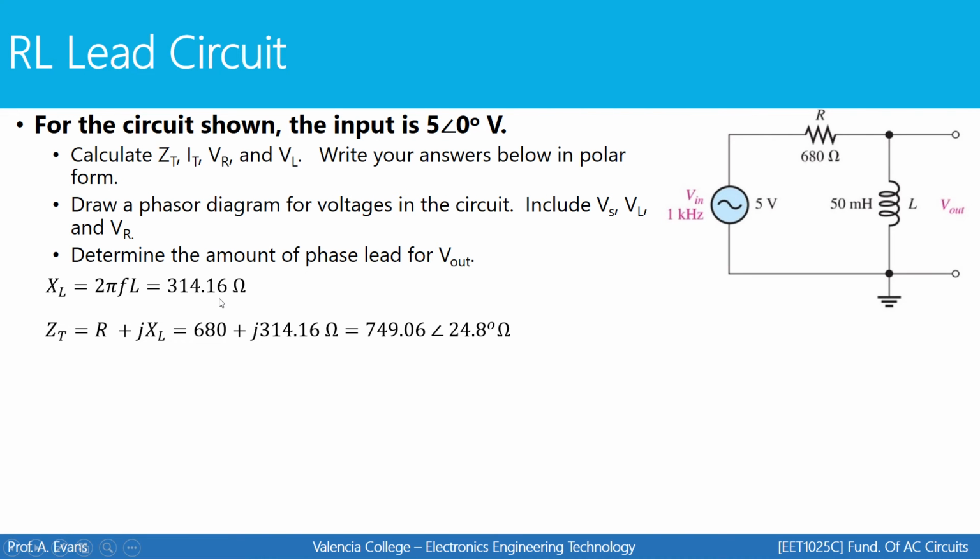Once you have XL, you can plug that into your equation for total impedance. So basically we add together these two impedance values for an RL circuit. So we have R plus jXL and convert that to polar form right here.